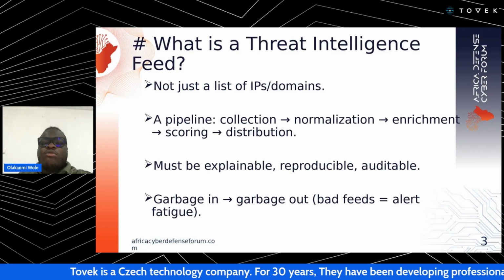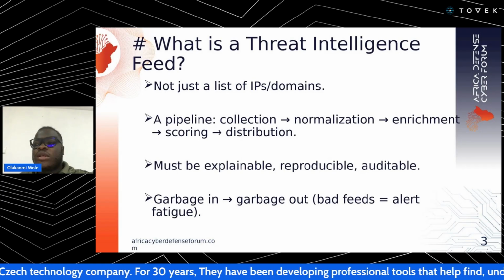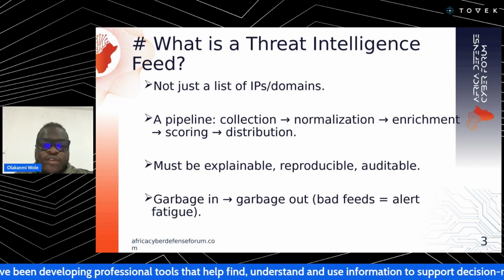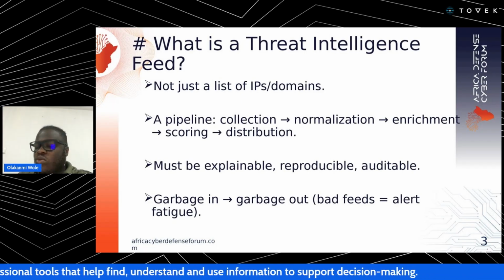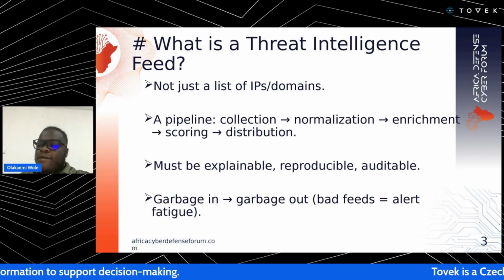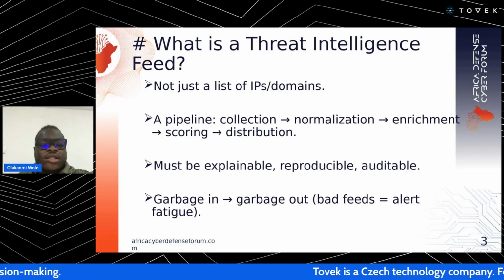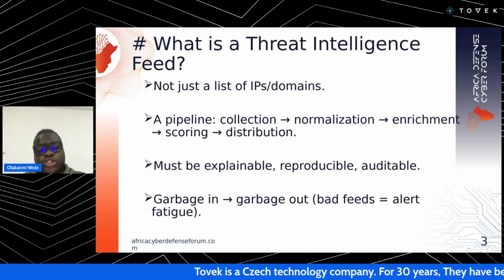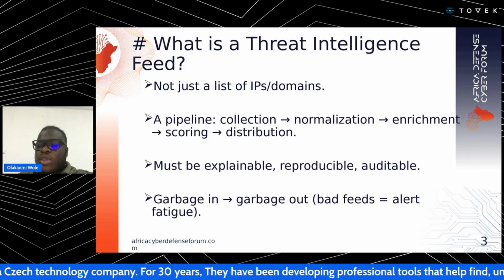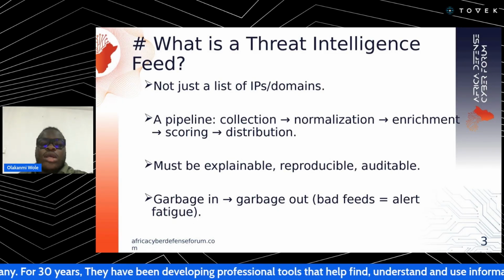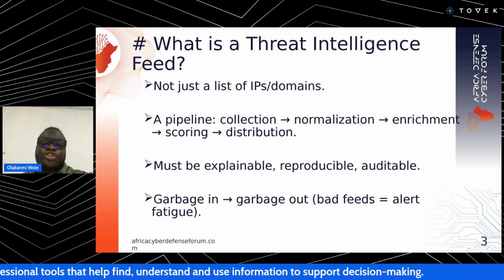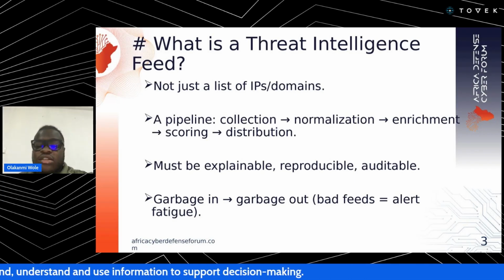But moving forward, we have gone past the stage where we say threat intelligence is just a bunch of IP addresses and domains. In case you are still thinking threat intelligence is just a list of IP addresses, what threat intelligence should be is a pipeline collection, whereby you collect a lot of data, you normalize it, you enrich it, you score it, and then you can distribute it. This is exactly what a threat intelligence feed should be.